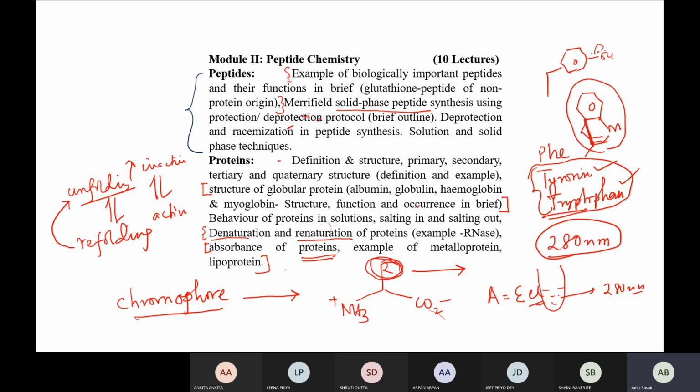So for absorbance in proteins, first you have to say that there are chromophoric amino acids, which are tyrosine and tryptophan mainly, and to a slight extent phenylalanine. These 3 are the chromophores, and the absorption takes place at around 280 nanometer. If you know the number of tyrosines, tryptophans or phenylalanines present, you can calculate the concentration. Again, I repeat that phenylalanine is a weak chromophore, but tyrosine and tryptophan are strong chromophores, which can absorb to a much greater extent than phenylalanine.